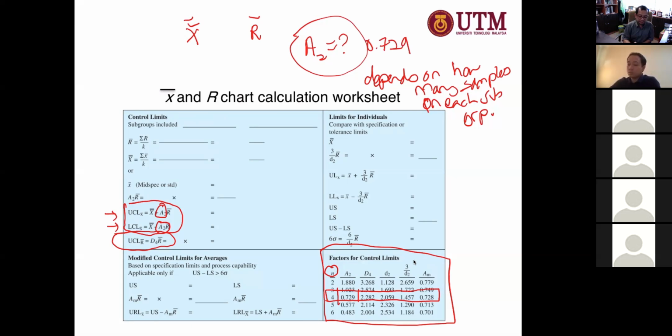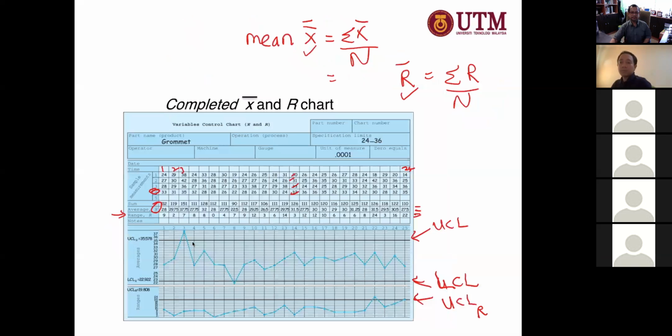And here we have D4. For the R chart, D4 is equal to 2.282. This one. Then after we put it into the formula, we get the upper limit and lower limit for X bar, and the upper limit for the R chart.